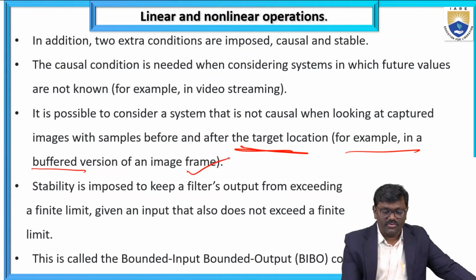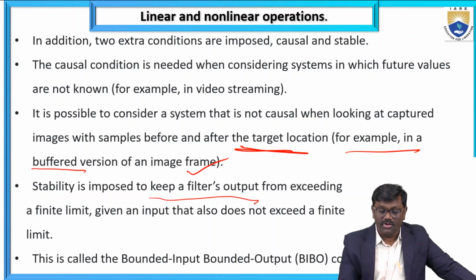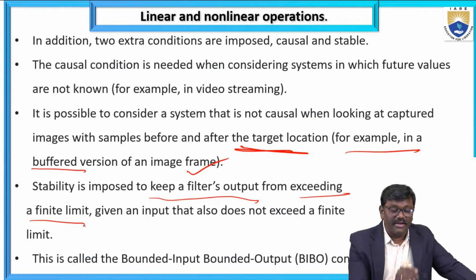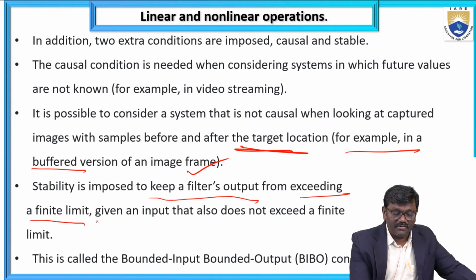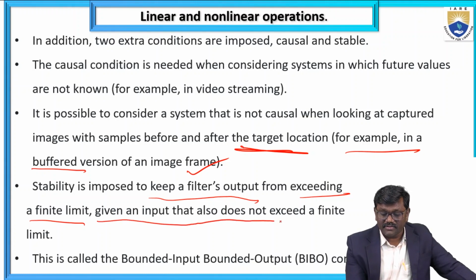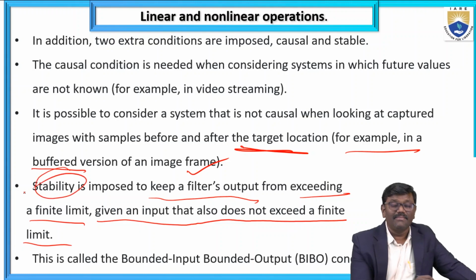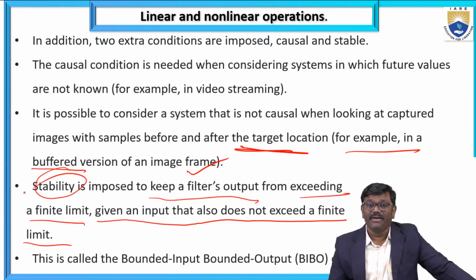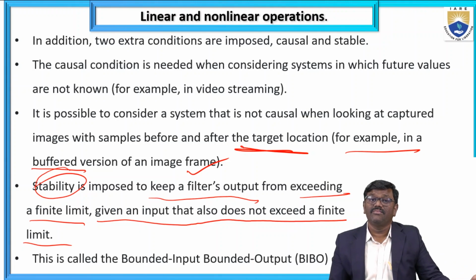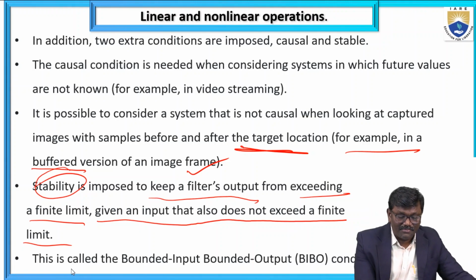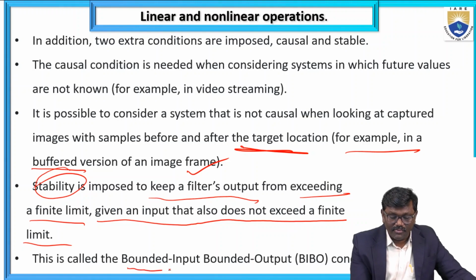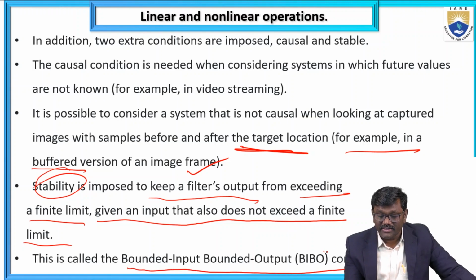Stability is imposed to keep your filter's output from exceeding the finite limit, given input that also does not exceed the finite limit, because it is maintaining the stability. A linear operation is maintaining the stability. So what does stable mean? What does stability mean? Stability is nothing but, simply, the bounded input to bounded output condition.